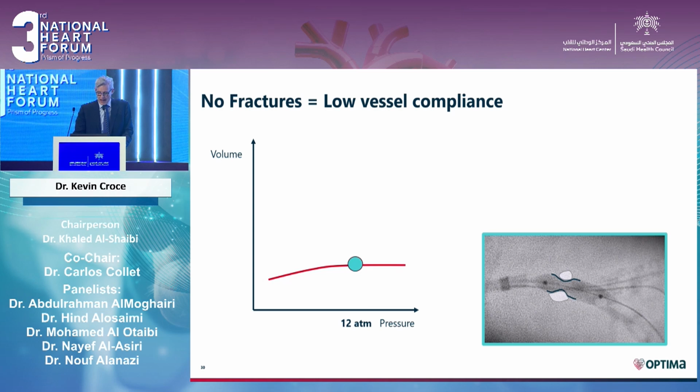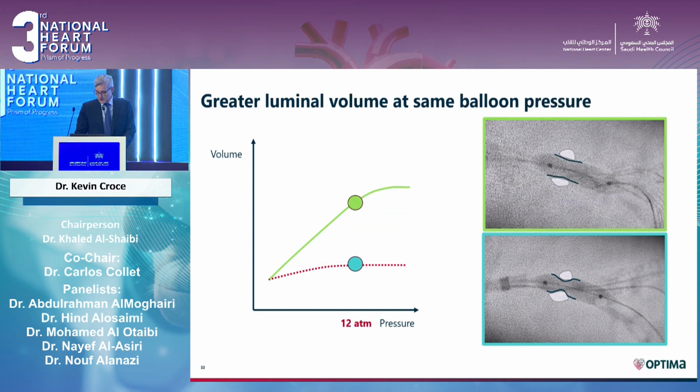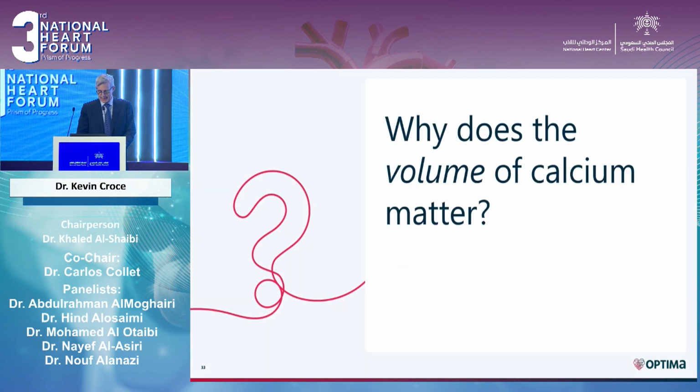When there are no fractures, we have low vessel compliance. This is an example of a balloon inflated at 12 atmospheres, and you can see that balloon is constricted because of the non-compliant calcium around it. Fractures, as we know, improve vessel compliance, such that at the same pressure, we're now able to see that the balloon grows adequately. And we're looking at these in cases as we're trying to assess whether or not we've had an adequate change in vessel compliance to be ready to stent.